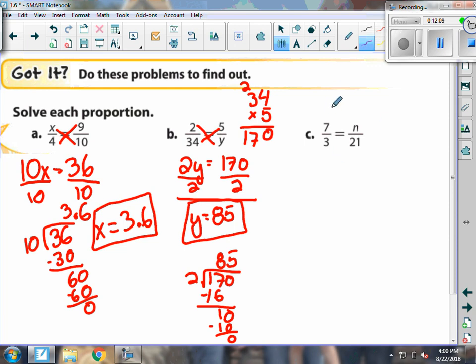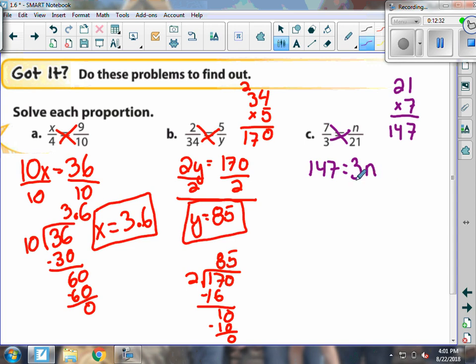Okay, so let's look at C now. We cross multiply 7 times 21. I don't know what that is offhand, so I'm going to multiply that. 7 times 1 is 7. 7 times 2 is 14. So that's 147. So 147 is equal to 3 times n, which is 3n.